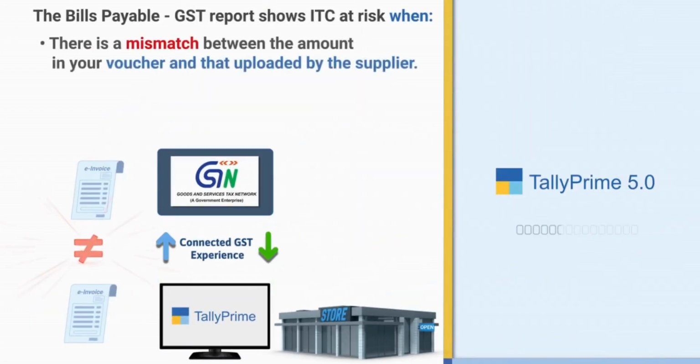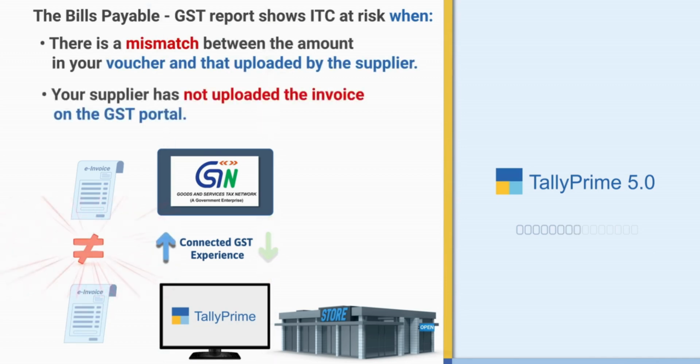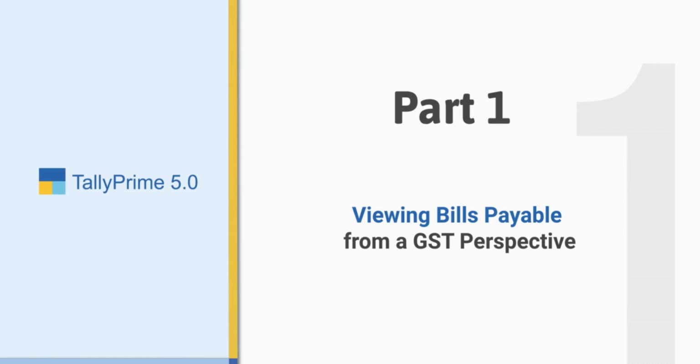Sometimes there might be mismatch between the amount in your voucher and that uploaded by the supplier. It might also happen that your supplier has not uploaded the invoice on the GST portal. In such cases, the bills payable GST report shows ITC at risk. Thereafter, you can connect with the seller to understand the discrepancy and settle bills with an appropriate amount. Let's see how to view the bills payable report from GST perspective.